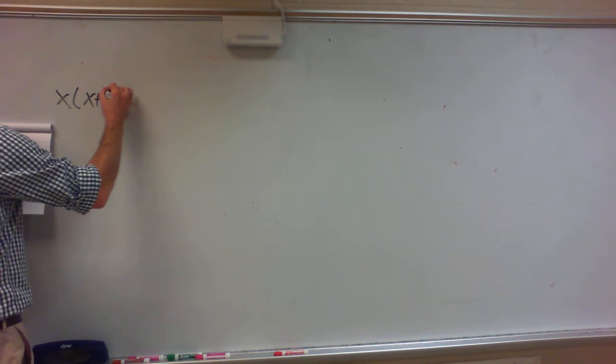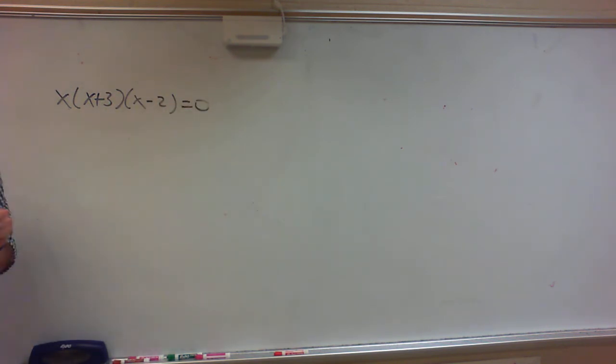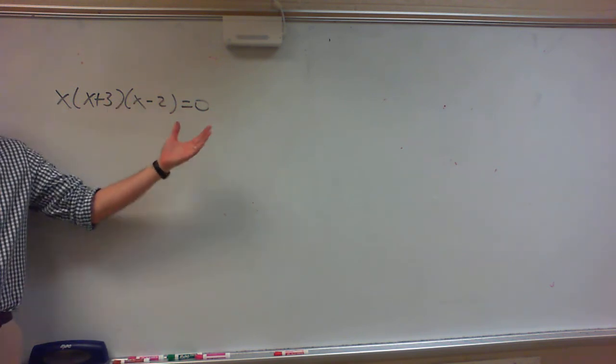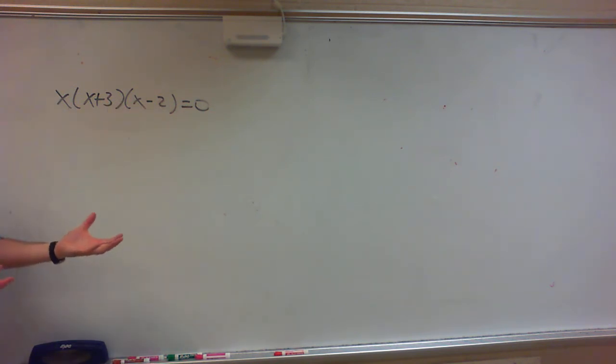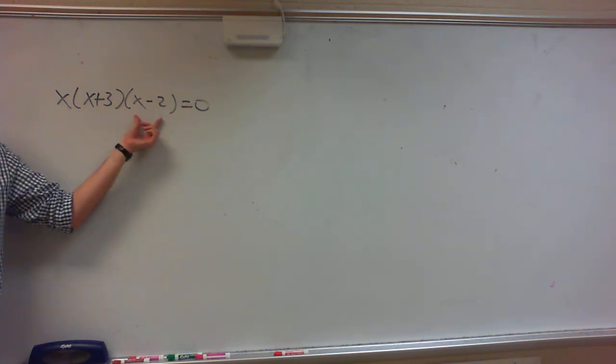So if I ask you to solve this equation, you look at it and you think, okay, it's factored, it's already set equal to 0. Basically the hard stuff's done. But to solve this, you say, well, what makes this 0?